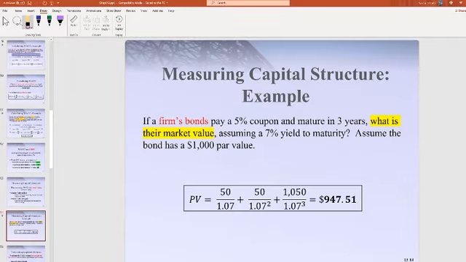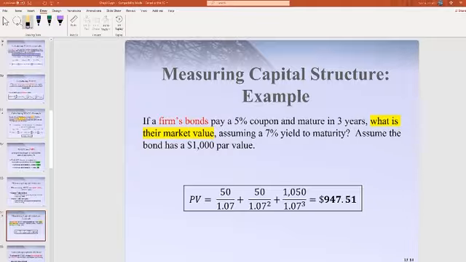Which is this one. If a firm's bonds pay a 5% coupon and mature in 3 years, what is their market value, assuming a 7% yield to maturity and assuming the bond has a $1,000 par value? In Finance 101, Principal Finance, you learned how to calculate the value of a bond. And here we have an example. So we have 3 years. The coupon is 5% multiplied by the face value 1,000, so it is 50, right? This is the first coupon, 50.